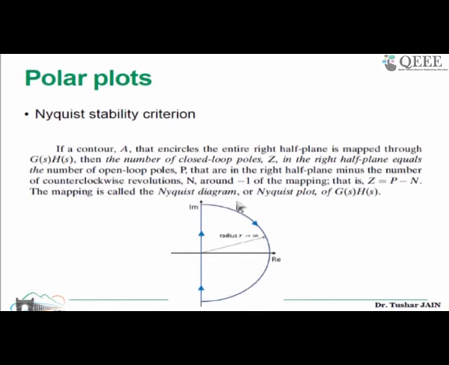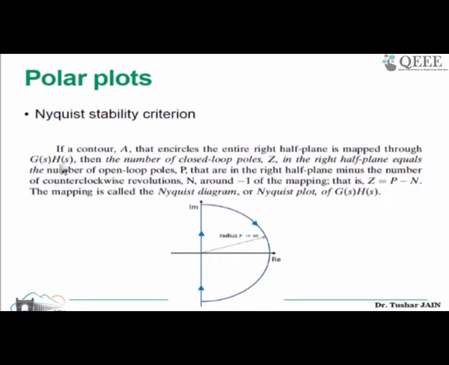Nyquist plot. Now we define a contour A. So far, whatever we have seen, the contour A was very general. It works on the principle of Cauchy's argument. Now we converge it to the Nyquist plot, which says: if I consider this contour A in the S plane, this is nothing but the entire right half plane in the S plane.